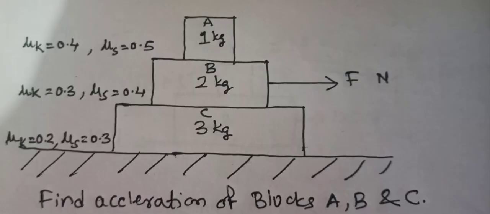And if you just recollect the problem where we have three blocks kept on the top of each other. The smallest is on the topmost box with 1 kg, which is block A. Then block B is 2 kg, and block C, which is the bottommost block resting on a surface, is with 3 kg mass. And the static and kinetic coefficients are already given, and a force F is getting applied to the middle block, and we need to find out the accelerations of all the three blocks.